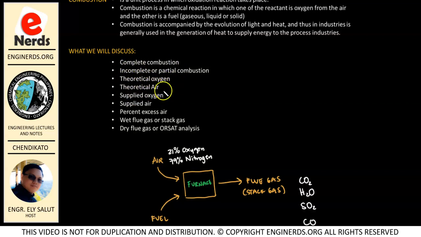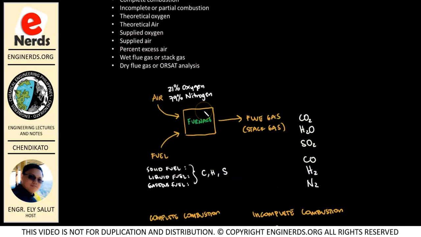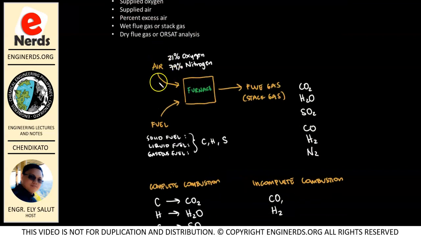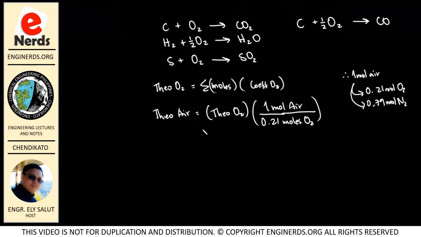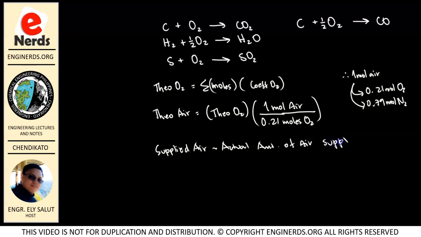So, ano naman yung tinatawag nating supply oxygen? So, yung supply oxygen, yan naman yung amount ng oxygen na finid natin sa ating furnace. So, maaaring nakuha natin yung theoretical air, pero hindi naman yan talaga yung amount ng air na sinupply natin sa ating furnace. Okay, so yung supplied air is the actual amount of air supplied sa ating furnace. Okay? So, ito, theoretical air yan. Gaano karaming air ang kailangan in order to produce itong theoretical O2 natin.